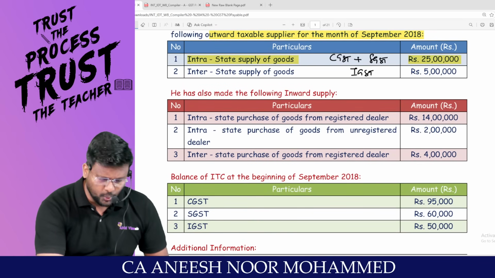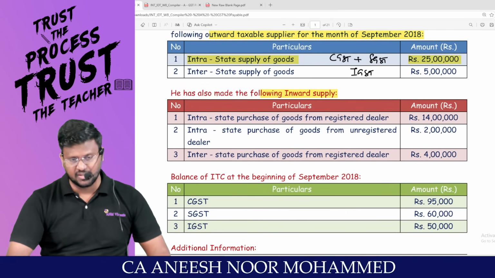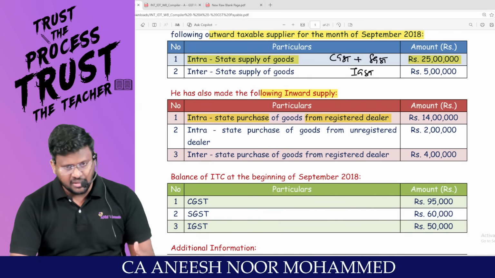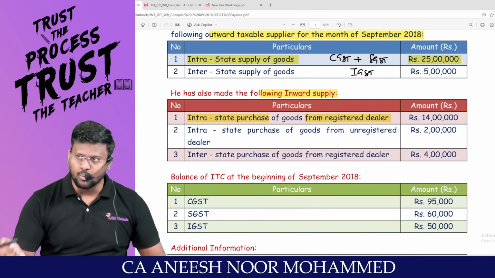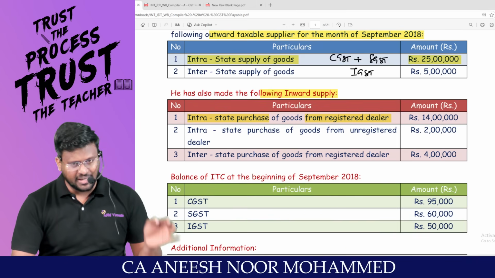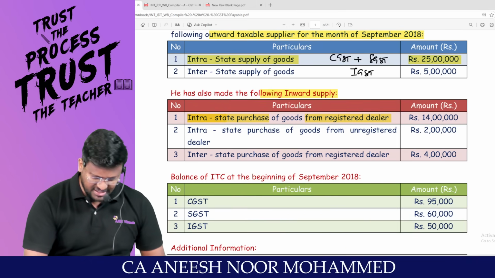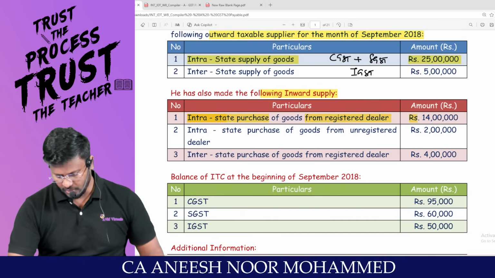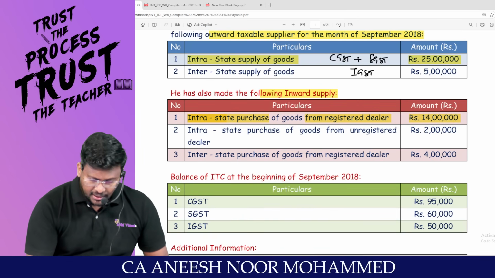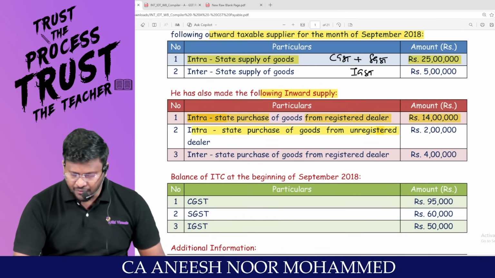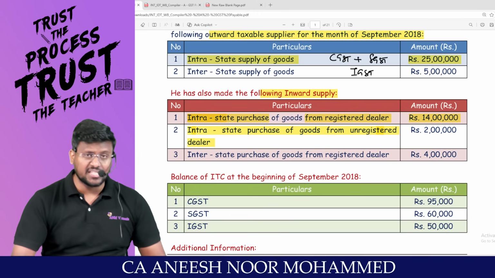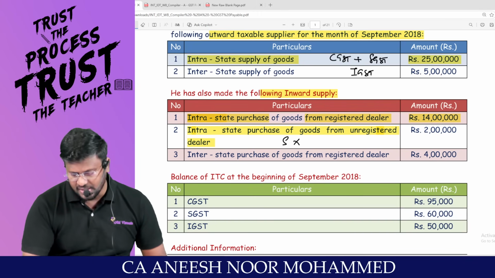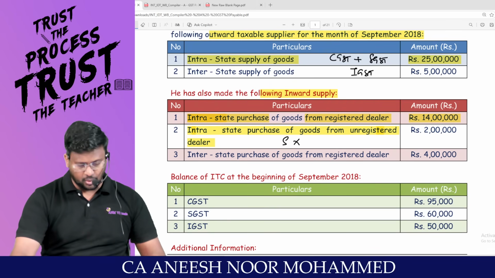He has also made the following inward supply. Inward supply means purchases. Intra-state purchase of goods from a registered dealer. Since the supplier is a registered dealer, the supplier would have collected GST that can be taken as ITC. Since the supply is intra-state, CGST and SGST would have been paid. What is the value of purchases? 14 lakh. Intra-state purchase of goods from an unregistered dealer. Since the purchase has been made from an unregistered dealer, the supplier would not have collected any tax. So there is no question of ITC at all.